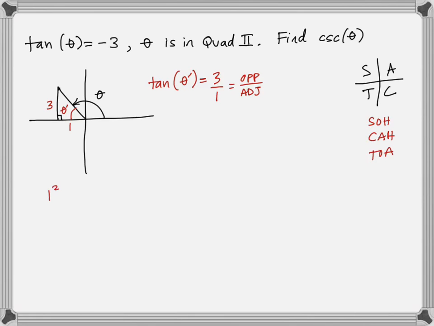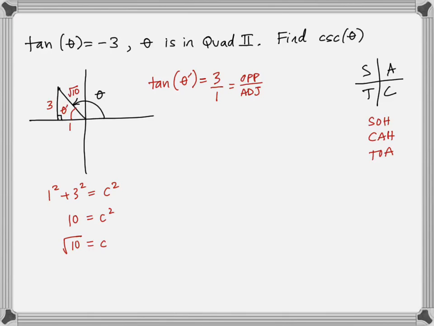Okay, 1 squared plus 3 squared equals the hypotenuse squared. That's 1 plus 9 is 10. This one isn't as nice as the last one. My hypotenuse is the square root of 10. All right, and that allows me to find whatever trig function I would like of theta prime, and because of my ASTC mnemonic, I can also find it for theta.